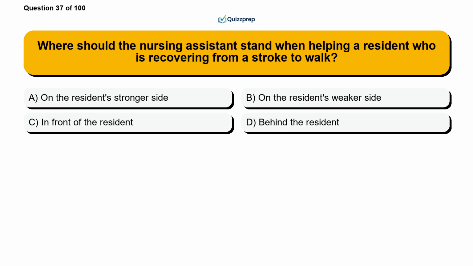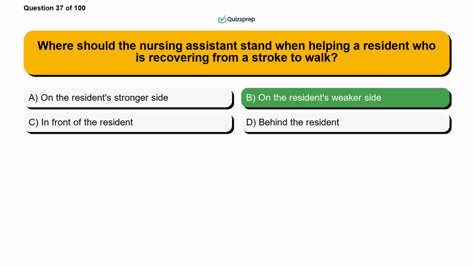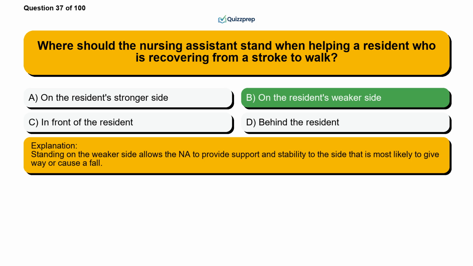Question 37. Where should the nursing assistant stand when helping a resident who is recovering from a stroke to walk? Option A, on the resident's stronger side. Option B, on the resident's weaker side. Option C, in front of the resident. Option D, behind the resident. The correct answer is option B, on the resident's weaker side. Standing on the weaker side allows the NA to provide support and stability to the side that is most likely to give way or cause a fall.